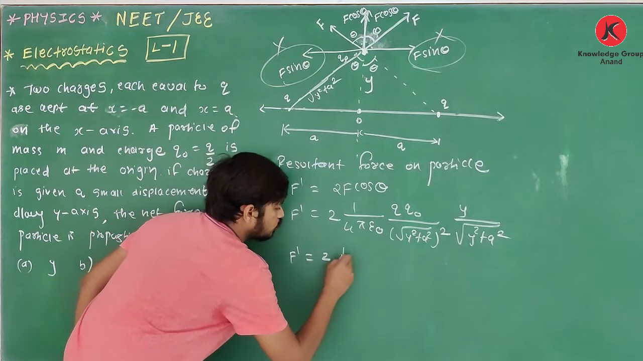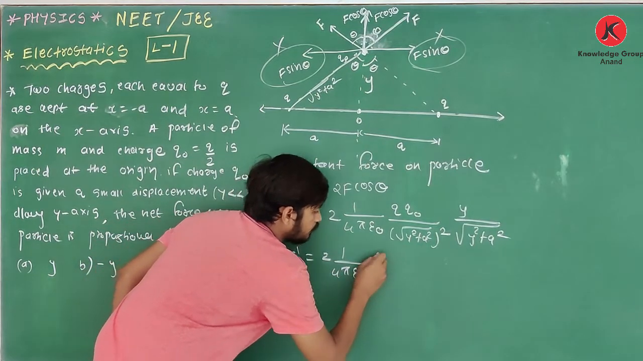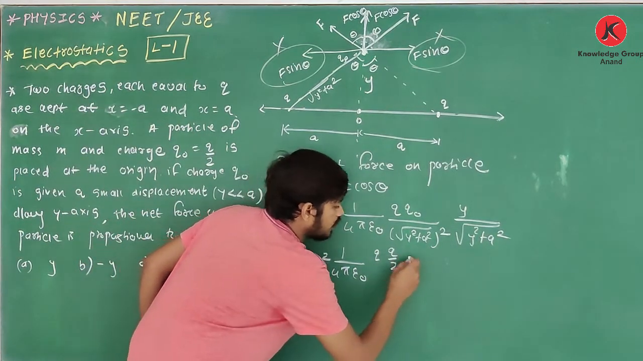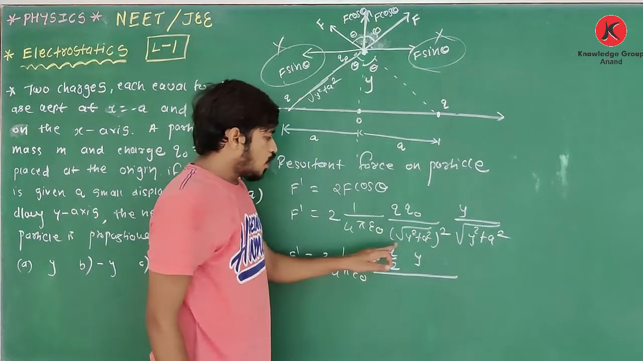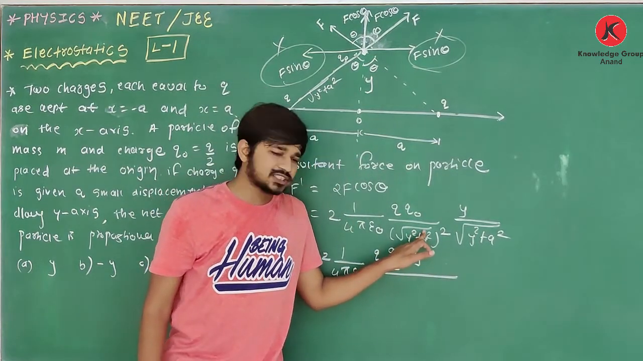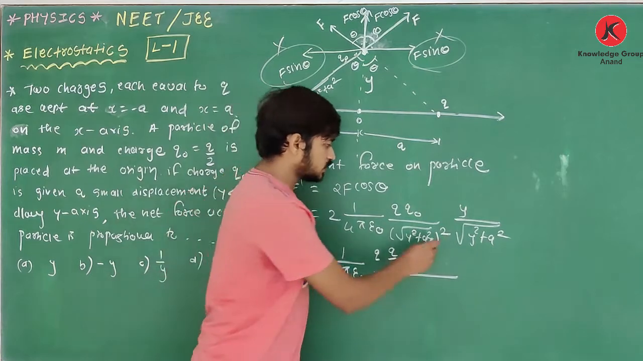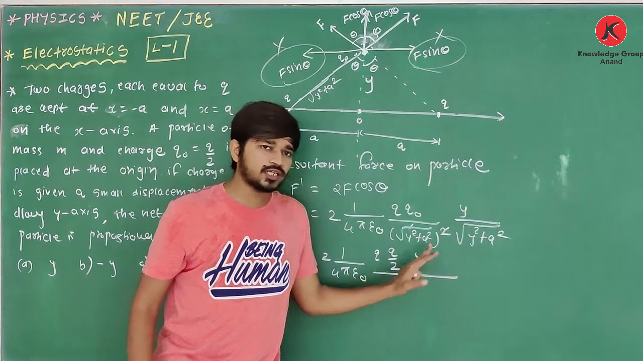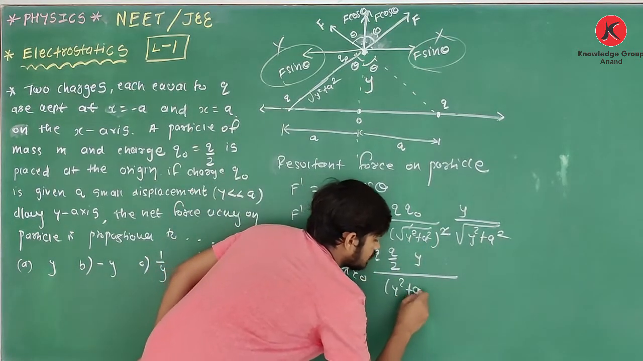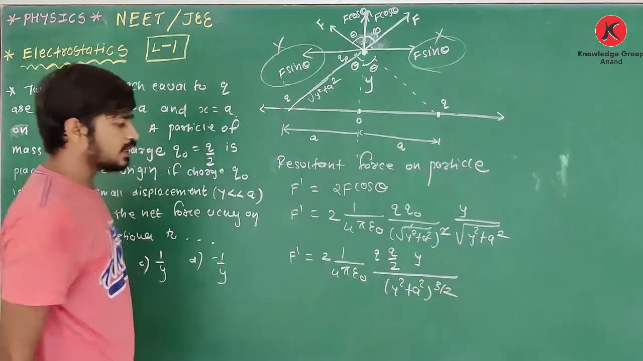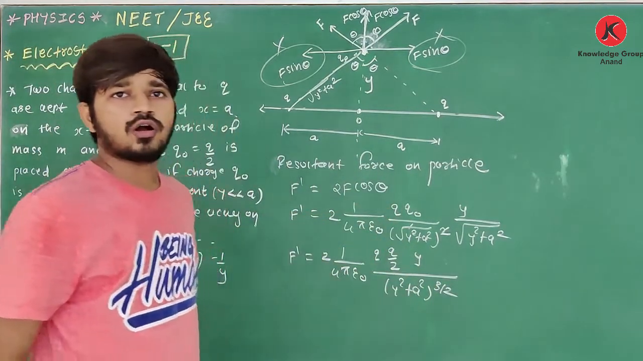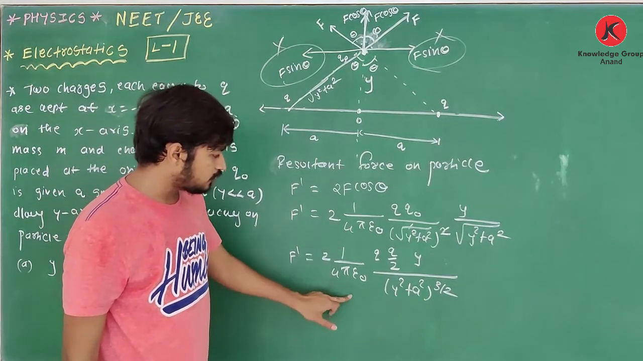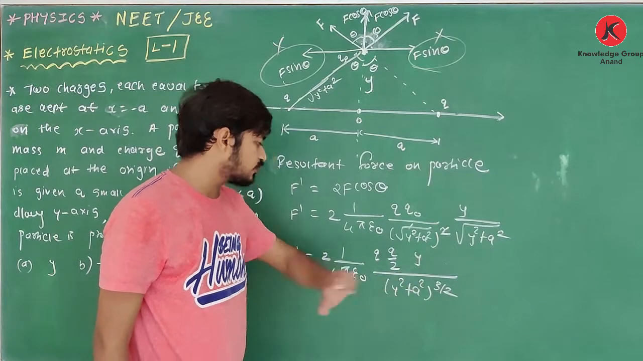F dash is equal to 2 times 1 upon 4 pi epsilon 0 times Q times Q0, where Q0 is given as Q by 2, times y, divided by the square root of y squared plus a squared, whole squared, and then the square root and the square cancel, leaving y squared plus a squared raised to the power 3 by 2. Clear about this? So this is the whole equation for force: F dash equals 2 times 1 upon 4 pi epsilon 0 times Q by 2 times y, over y squared plus a squared to the power 3 by 2.